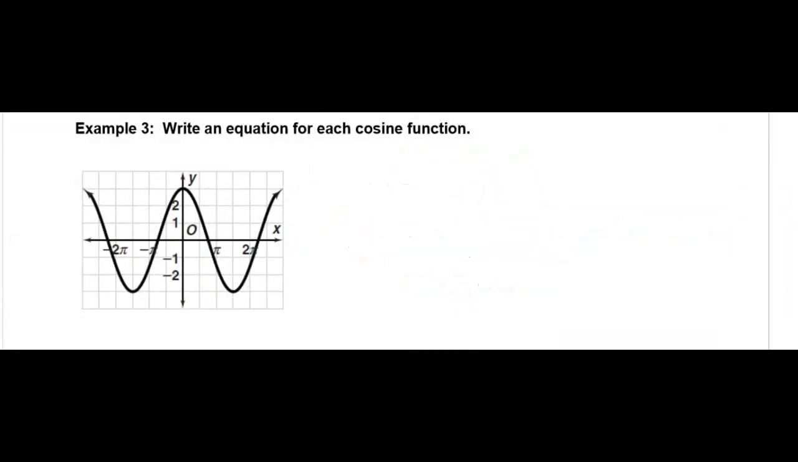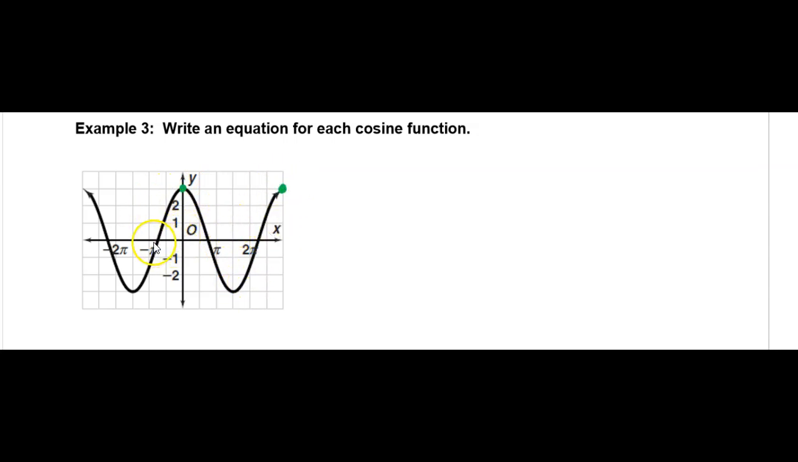All right, so in example 3, it says write an equation for each cosine function. Well, we know this is a cosine function because at x equals 0, we are starting at a max. So we're going from a max to a max. So that is one cycle of our cosine graph.